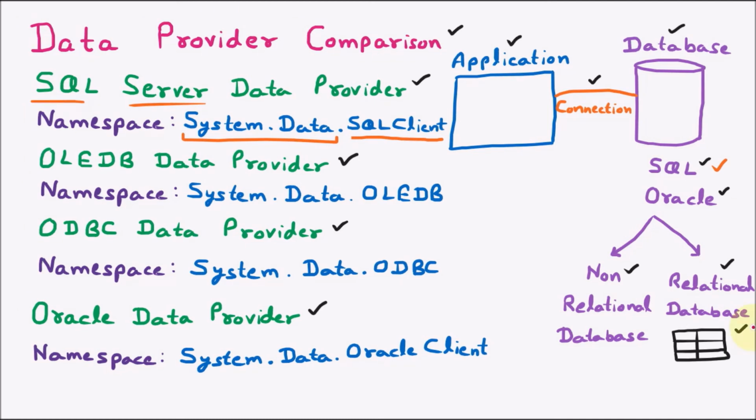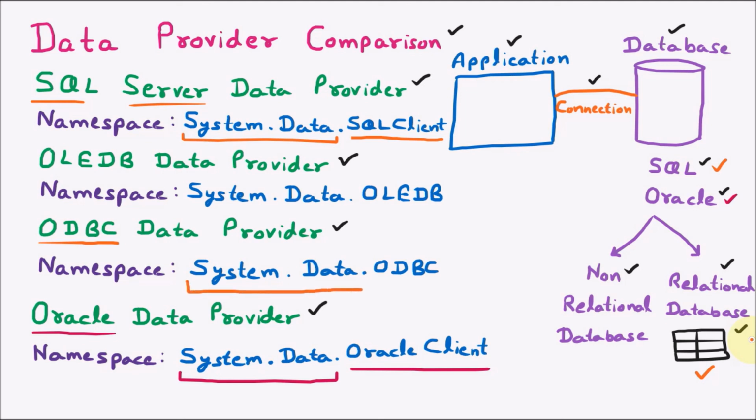The next data provider we are having is the Oracle data provider. As the name signifies, if you only want to connect with Oracle, then we need the Oracle data provider. We know that the System.Data namespace is common for database connectivity, and afterward we provide OracleClient. The next data provider we are having is ODBC, that is Open Database Connectivity. If you want to connect with relational databases only, then for that we need this ODBC data provider. Here the System.Data namespace is common, and afterward we provide Odbc.